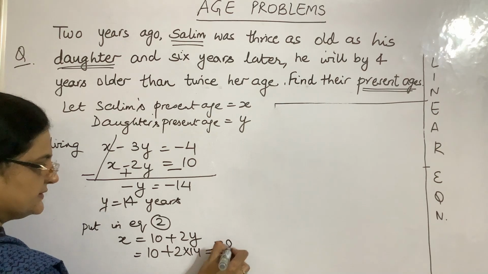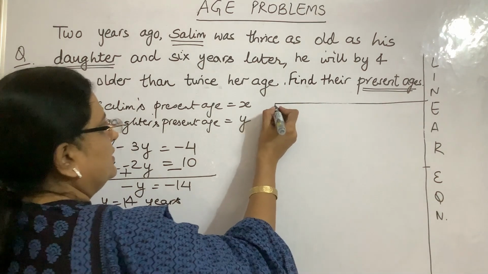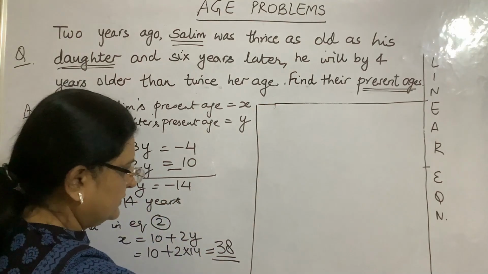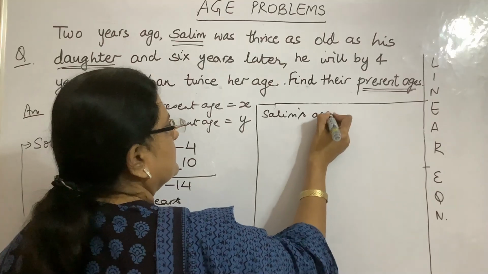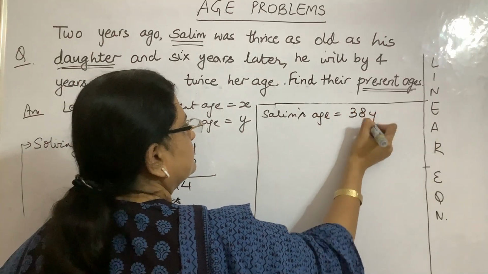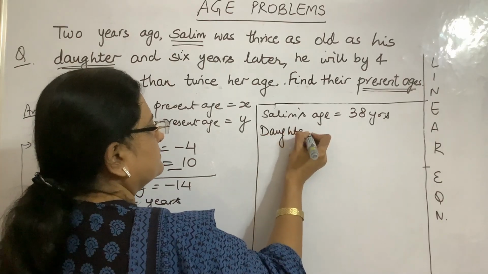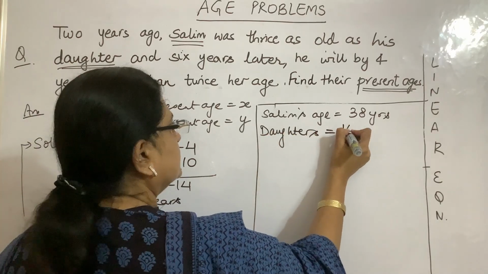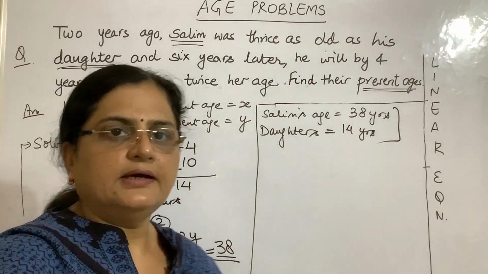So you get it as 38. So from here you can say that Salim's age is 38 years and daughter's age is 14 years. This is the final answer.